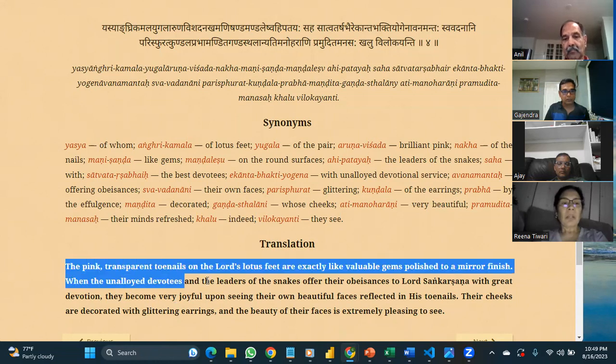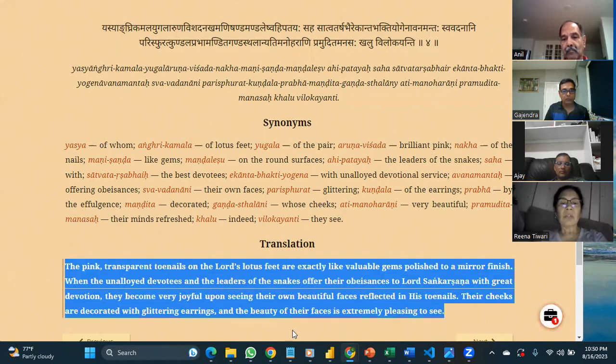The pink transparent toenails on the Lord's lotus feet are exactly like valuable gems polished to a mirror finish. When the unalloyed devotees and the leaders of the snakes offer their obeisances to Lord Sankarshana with great devotion, they become very joyful upon seeing their own beautiful faces reflected in his toenails. Their cheeks are decorated with glittering earrings, and the beauty of their faces is extremely pleasing to see.